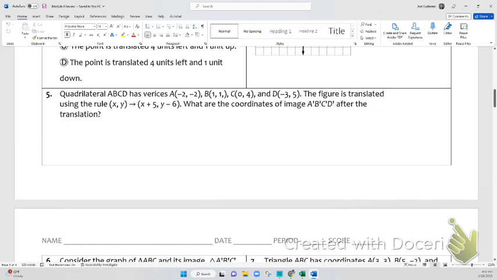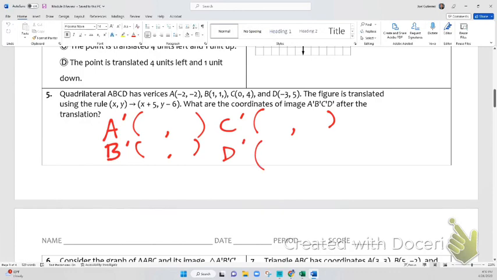Lastly, question number 5, they're talking about a quadrilateral. They gave us a rule. They want to know what are the coordinates after the translation. So for this one, all we need to do is list out our A prime, our B prime, our C prime, and our D prime. And we need to give all of our new coordinate points given the rule.